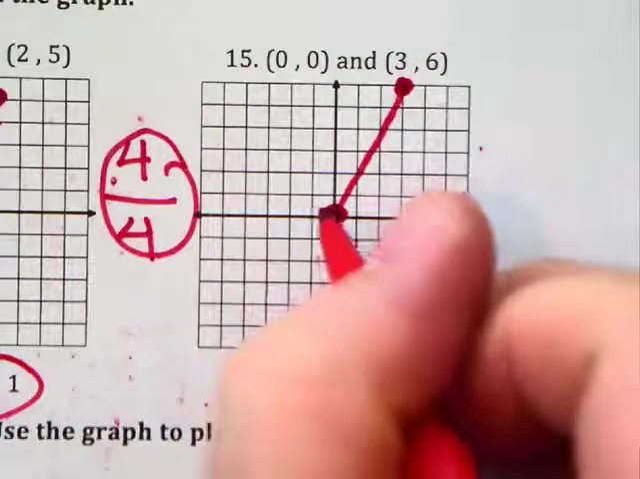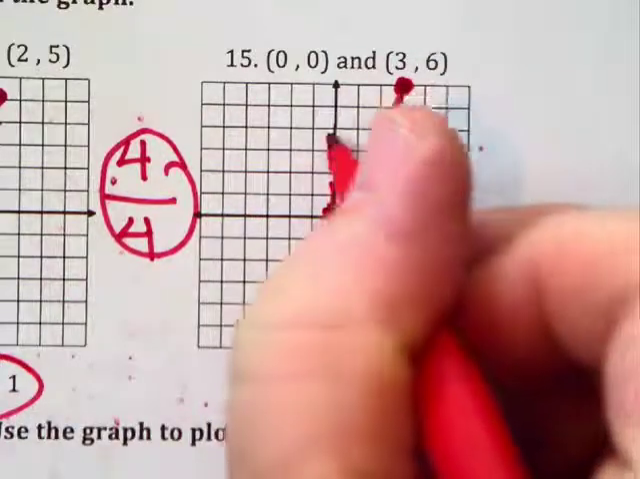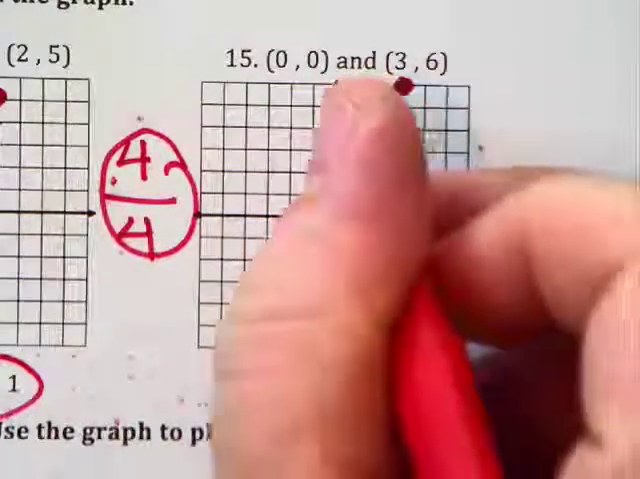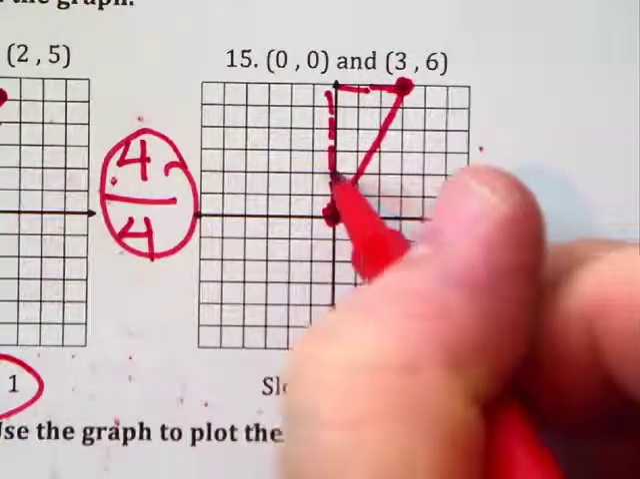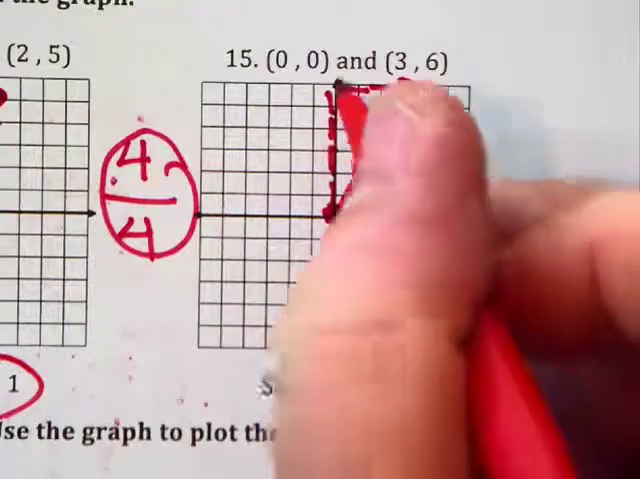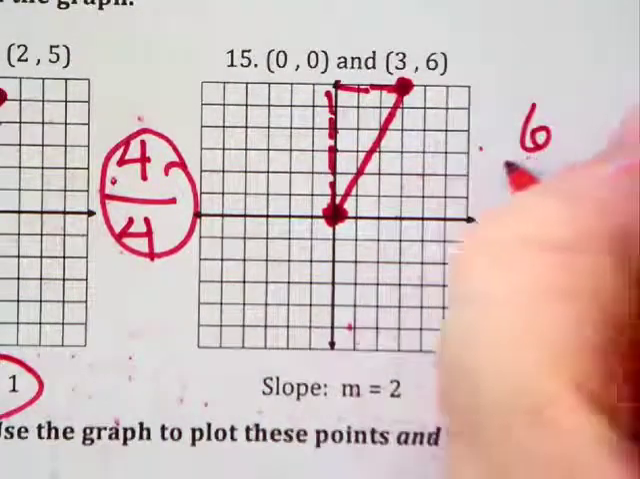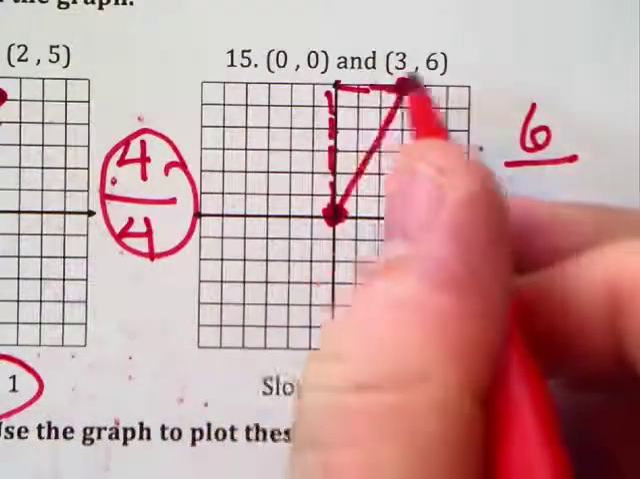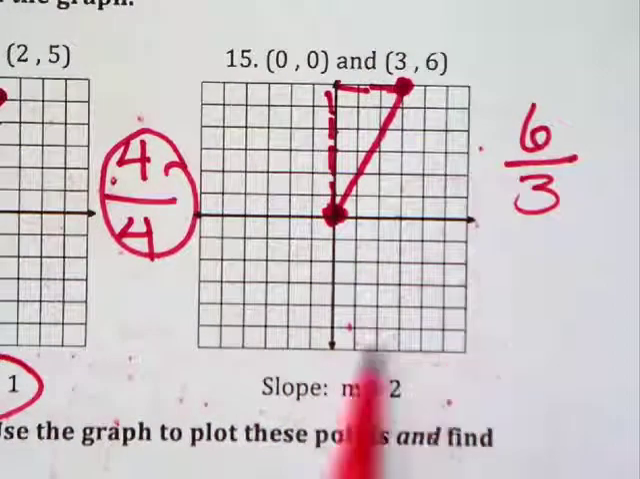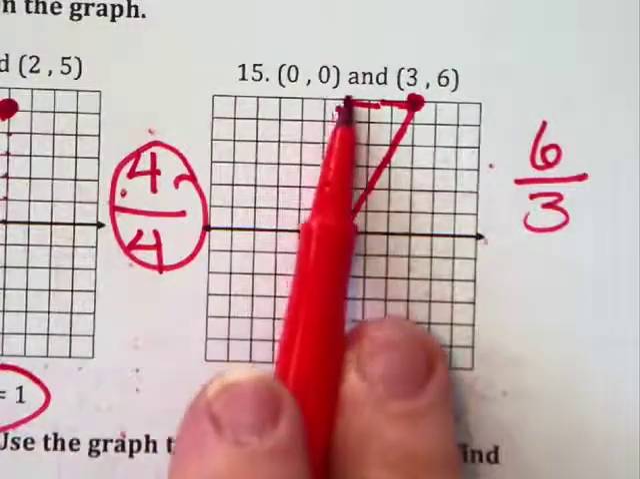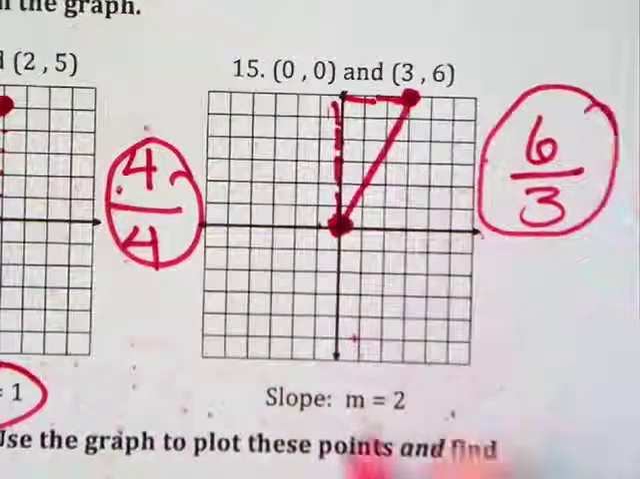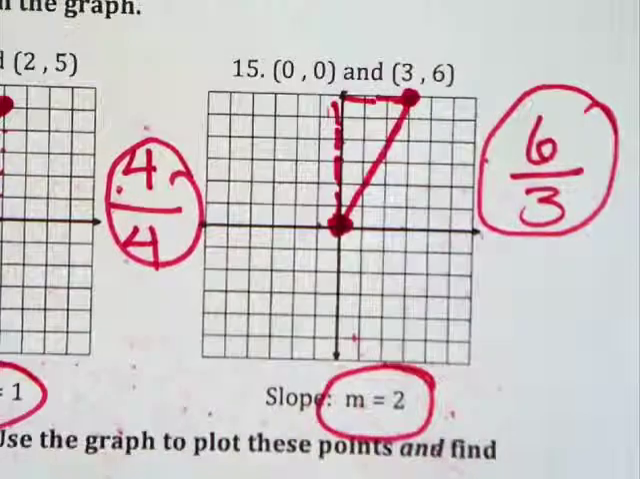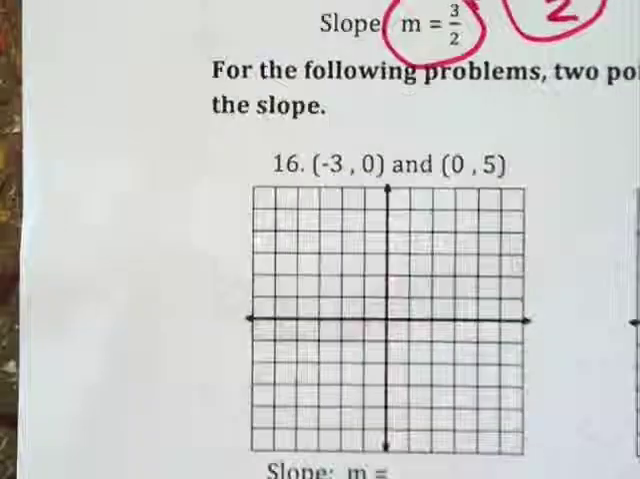And we need to label it. So our rise is right here, and our run. So we say, okay, we have to rise 1, 2, 3, 4, 5, 6. And our run is 1, 2, 3. Okay, you go up 6 and over 3. And that's 6 over 3, or if you simplify it down, you'll get 2. Number 16.